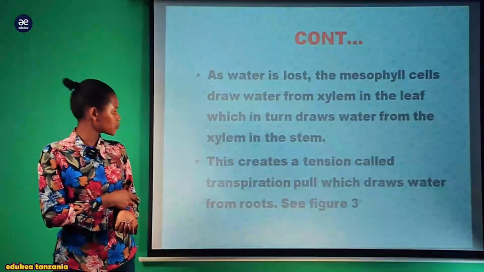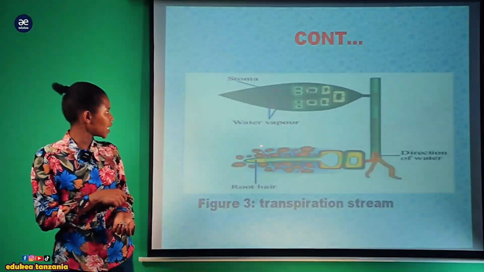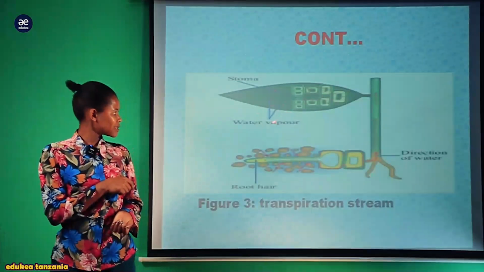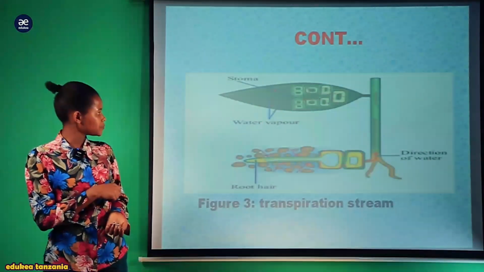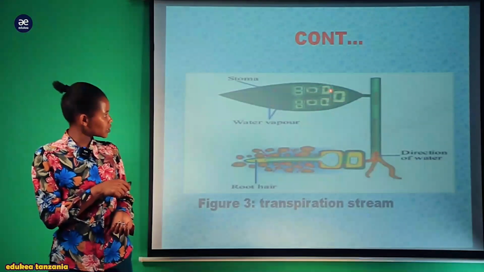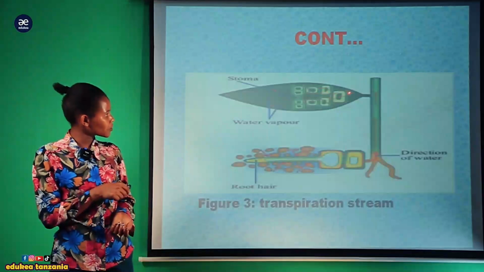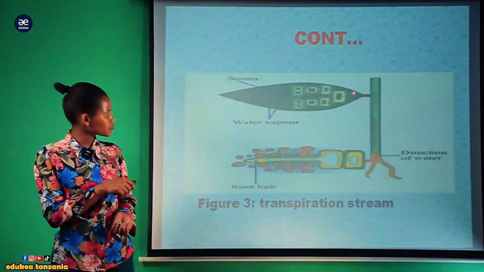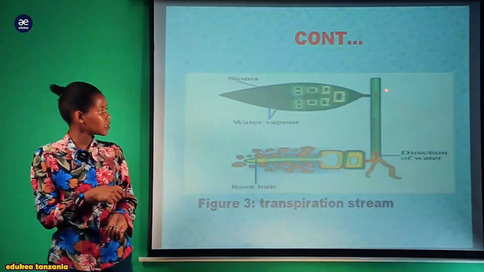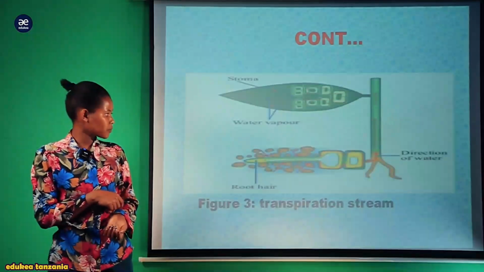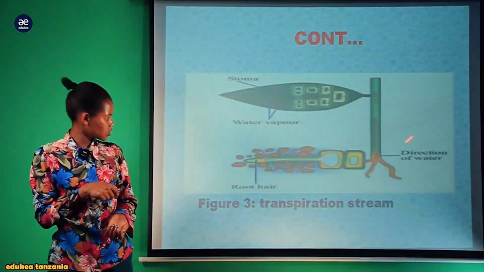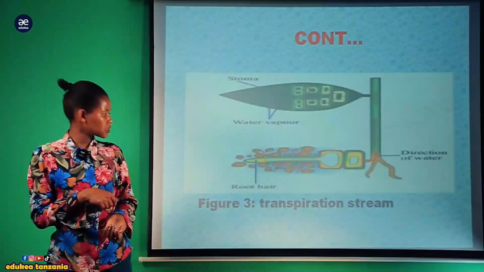Na in figure form we can see in this form here, hapa ndo stomata kwenye leaves zinatoa maji kwenye leaves, maji yana evaporate kama water vapor. Baada ya hapo this mesophyll zina draw water kutoka katika xylem of the leaf, then xylem of the leaf naye ana draw water kutoka kwenye xylem of the stem, and that's ina create the water tension ambayo tunaita transpiration pull.